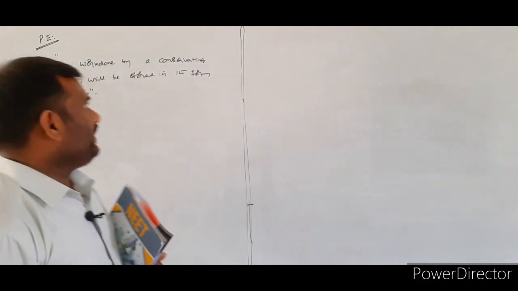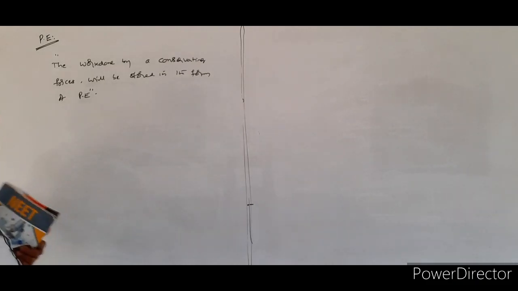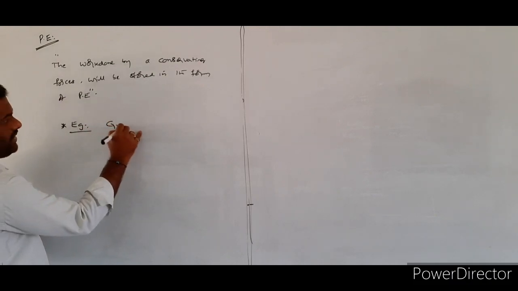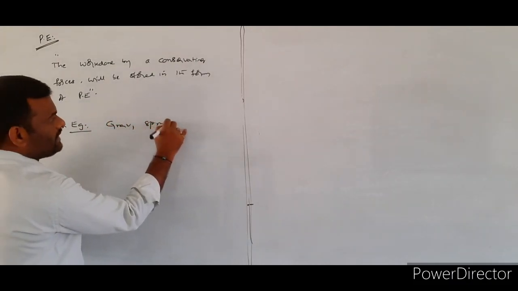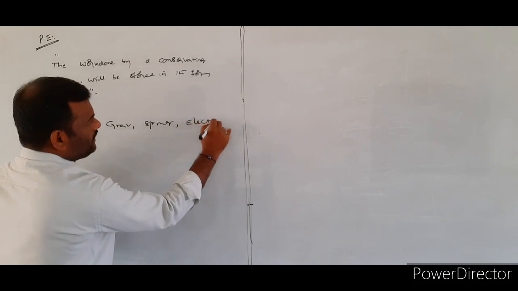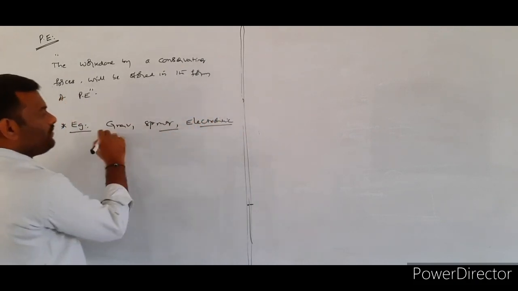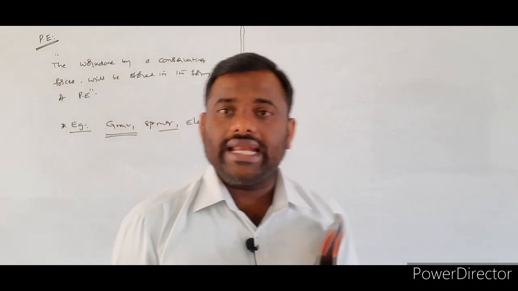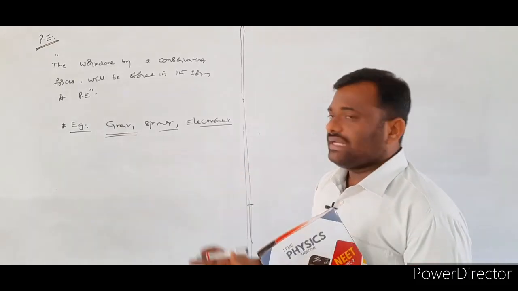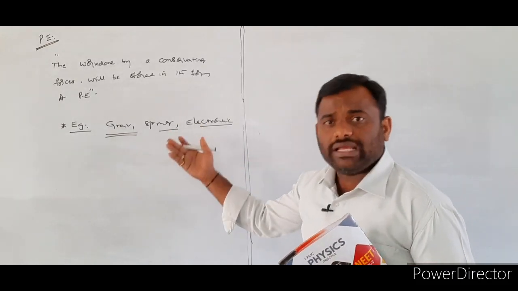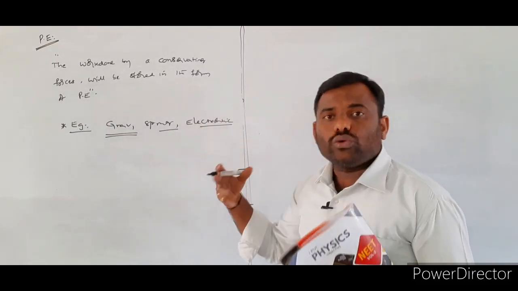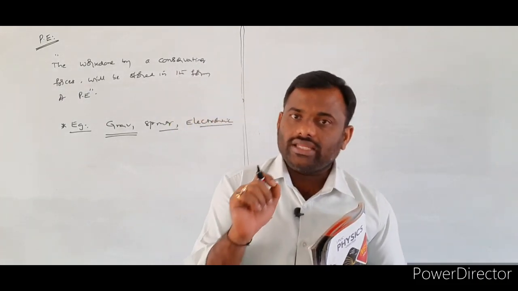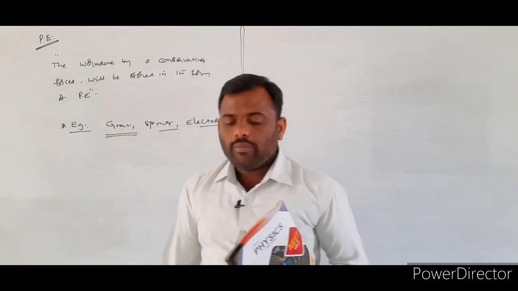So what are the conservative forces? What are the examples for the conservative forces? The examples are gravitational force, the second one is spring force, and the third one is electrostatic force. Whenever these gravitational, spring and electrostatic forces do some work, this work done will be stored in the form of potential energy. This is the other definition for the potential energy.